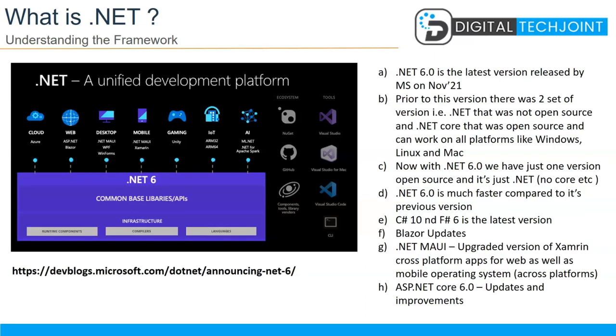So what is .NET? If you look at this diagram, which is taken from the Microsoft website, this is a unified view of the .NET development platform, where we have the runtime components, the compilers and the languages, different languages like C#, F# and VB.NET. Then we have the common base libraries and APIs, and on top of that we have the development tools required, and what all you can develop. You can develop cloud-based Azure solutions. We can create solutions for Blazor, then .NET MAUI.